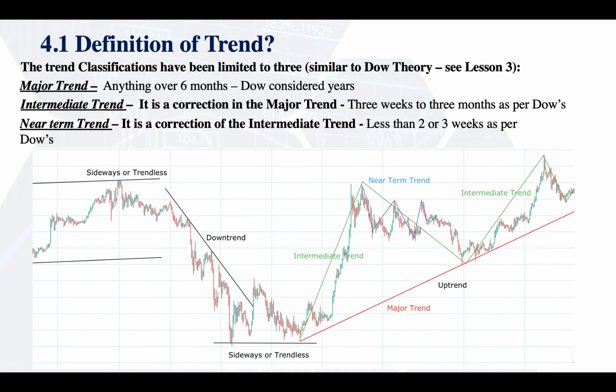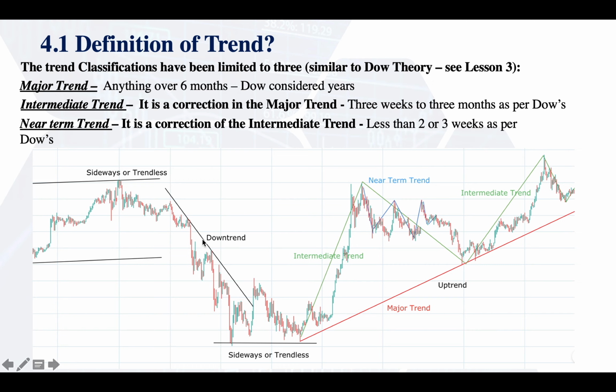Again, as in Dow's theory, the trend has been classified into three different trends: near-term trend, intermediate trend, and major trend. The major trend is going to last over 6 months, not over years as in Dow's theory. The intermediate trend is the same as per Dow, 3 weeks to 3 months, and the near-term trend is less than 2 or 3 weeks.